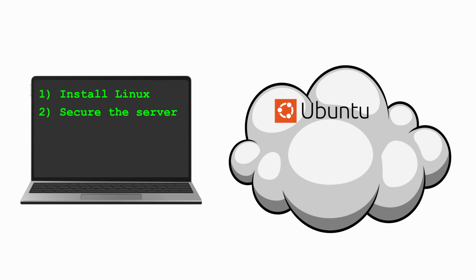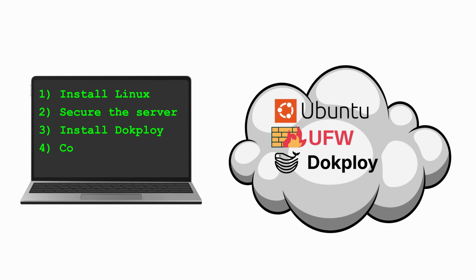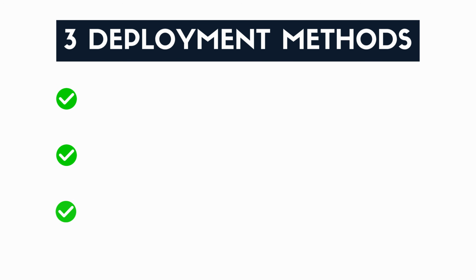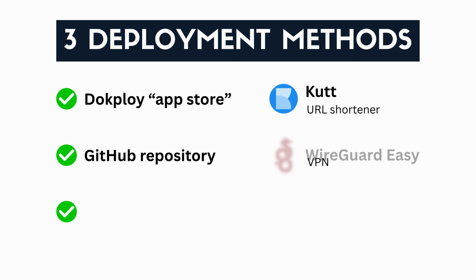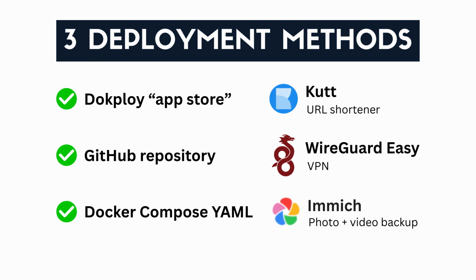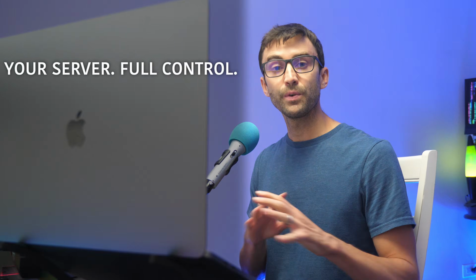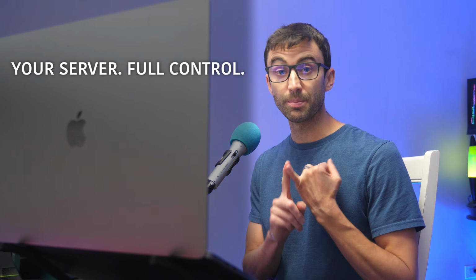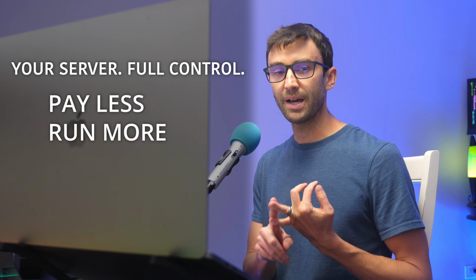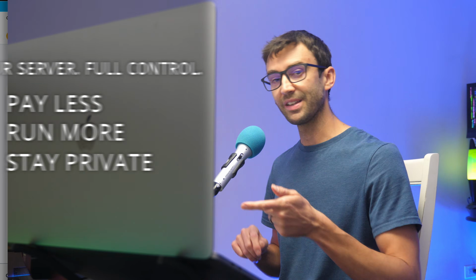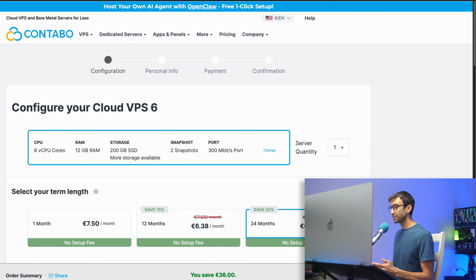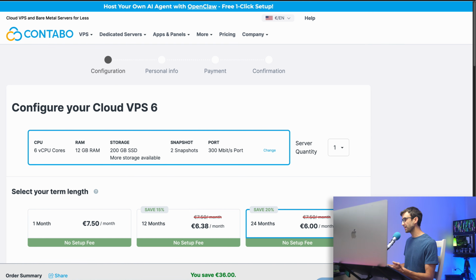In this video, we'll start with a fresh VPS, secure it, install Dokploy, and connect it to a custom domain with HTTPS. Then we'll deploy software 3 different ways: a built-in template, a public GitHub repository, and a Docker Compose file. By the end, you'll have full control of your server, giving you the freedom to replace paid subscriptions, try out new apps, and keep your data private. So let's get started.